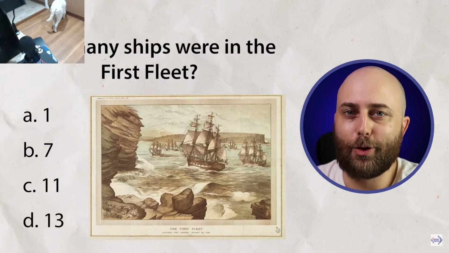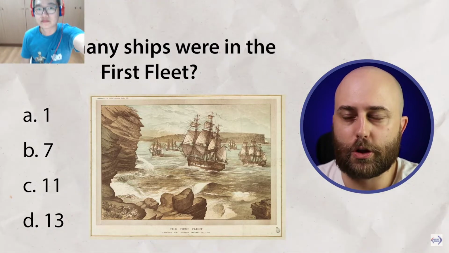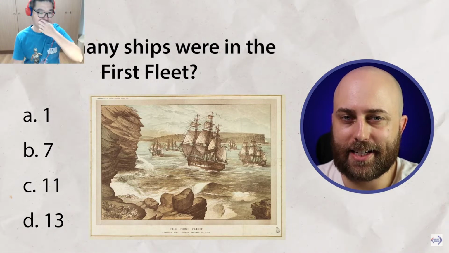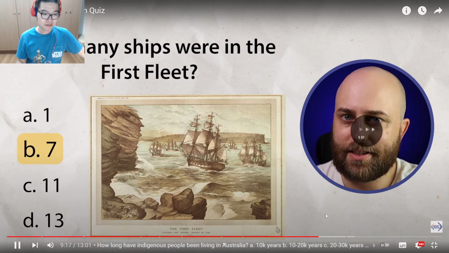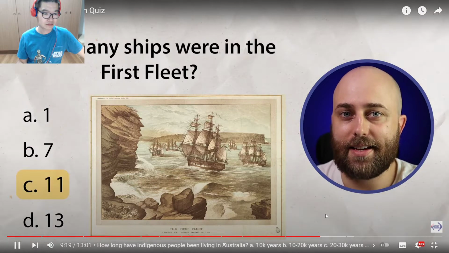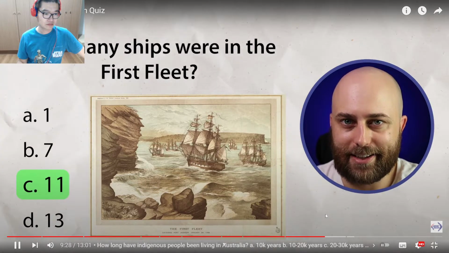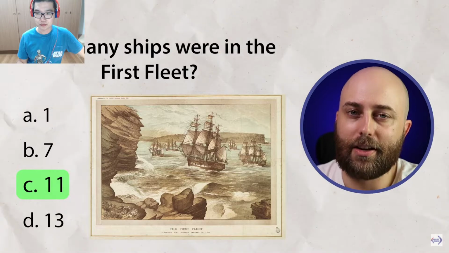Question 15. How many ships were in the first fleet? So this was the group that came out to colonize Australia in 1788. How many ships did the first fleet comprise? The answer is C. There were 11 ships in the first fleet.